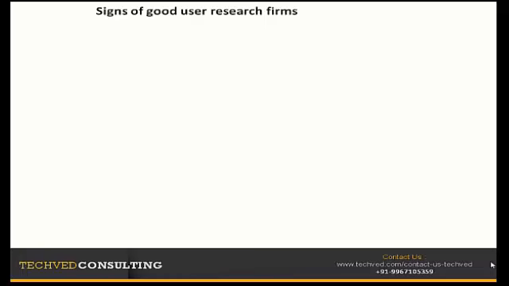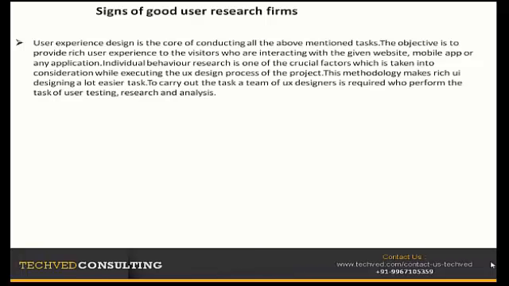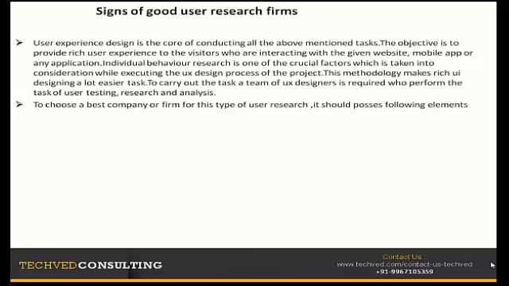Signs of good user research firms. To choose a best company or firm for this type of user research, it should possess following elements. It should have many years of prior experience in this field of user behavior study. It should have served at least more than 5 branded clients who are very well known in the industry. The agency should provide good support to its clients.